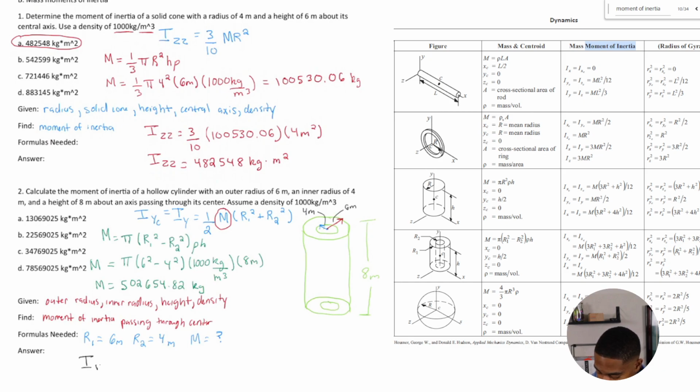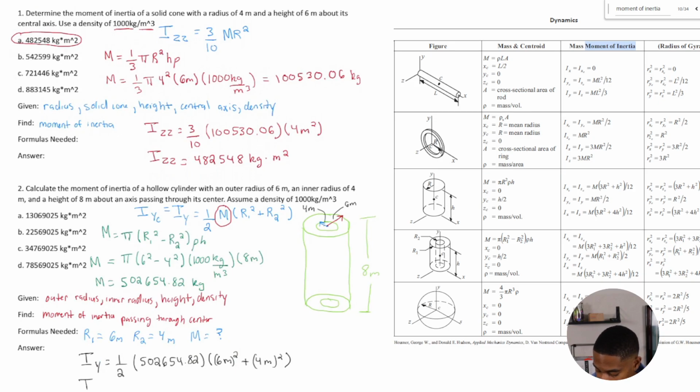Let's say I y is equal to 1 over 2 times m, which is 502,654.82, okay, times r1 squared, which is 6 meters squared, okay, minus r2, 4 meters squared. Okay. There's not minus, it's plus. Apologies.